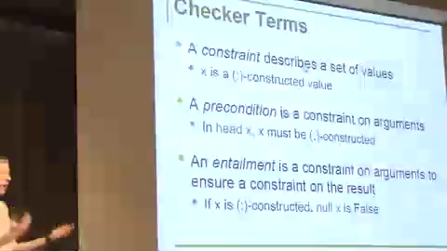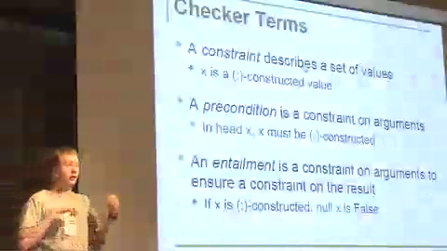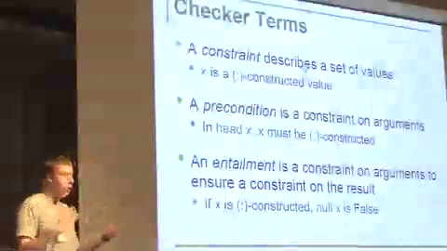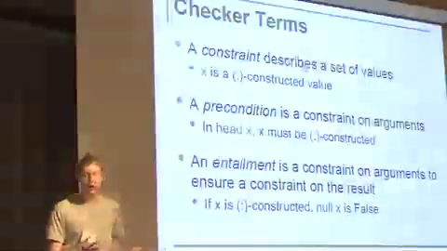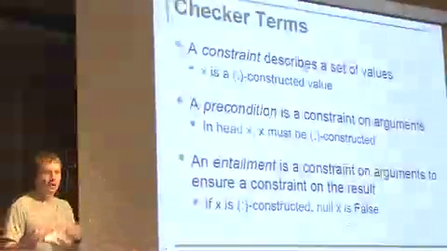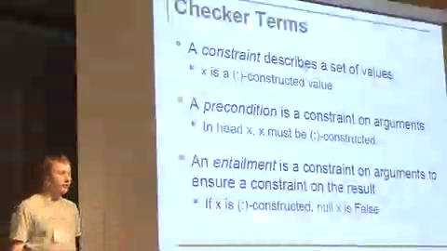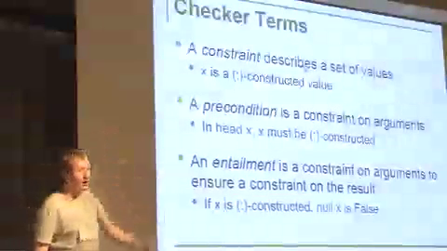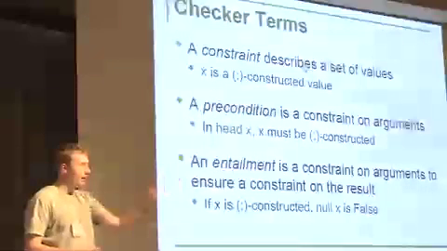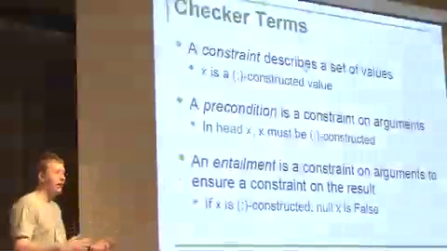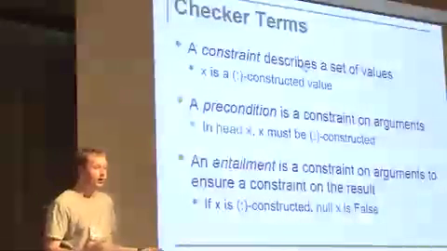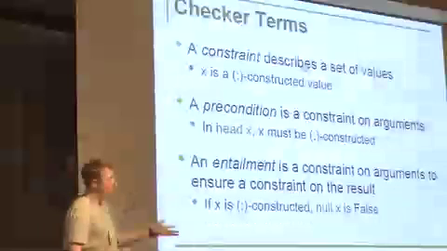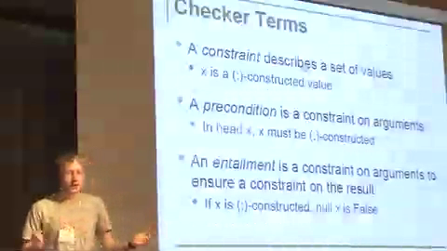So when we're arguing, well, this program won't crash, we need some kind of vocabulary to talk about what kind of things we're going to be working on, what kind of things are going to be flying around the system. And Calch uses constraints, preconditions, and entailments. As was mentioned in the beginning, when we were discussing how to prove risers, we actually gave examples of all of those. So a constraint just describes a set of values.